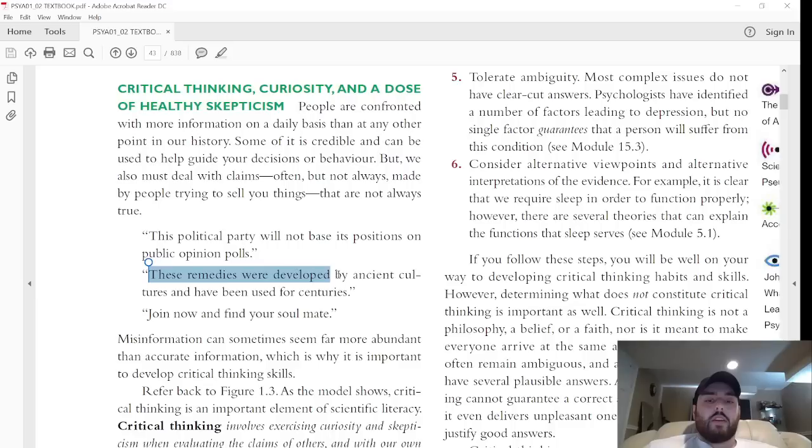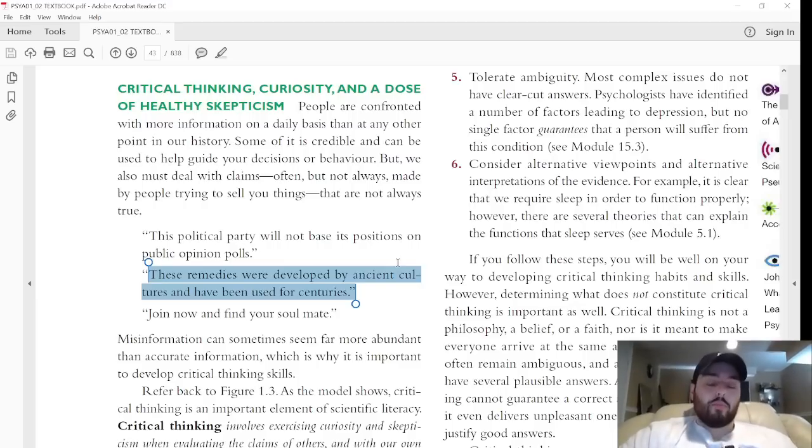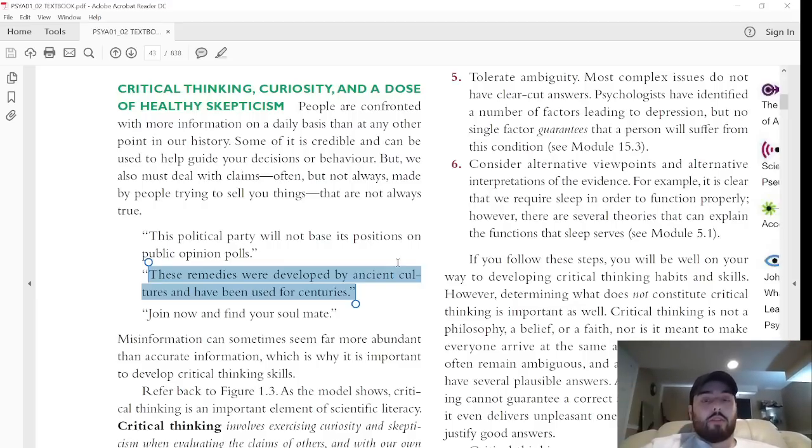These remedies were developed by ancient cultures and have been used for centuries, right? I've heard this my whole life, right? And maybe you have as well. These remedies may be ancient, and maybe the ancient cultures used them, but just because it's been around for a long time doesn't necessarily mean it's right for me or you. And that's the critical thinking that you should apply when you hear this, right?